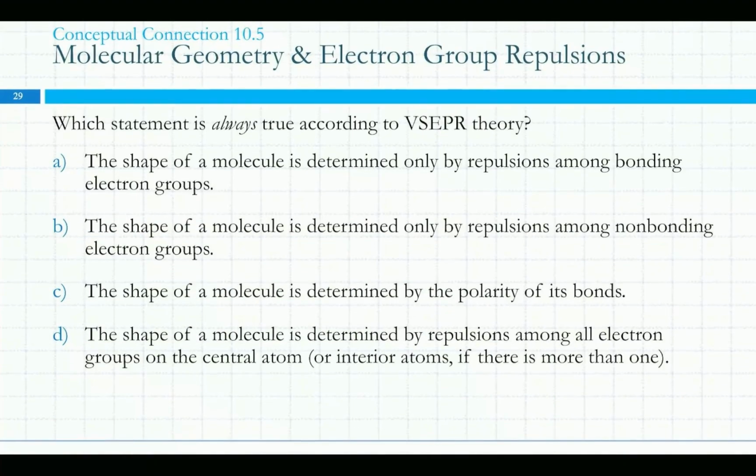All right. Oh yeah, one more. So which statement is always true? So it's not just bonding electron groups. It's not just non-bonding electron groups. It's the 2 of those combined. Because if we have a combination of lone pairs and bonding pairs, we get different geometries, because the lone pairs want to stay away from lone pairs, and the bonding pairs want to stay away from lone pairs. So really, the most inclusive one is going to be true all the time.